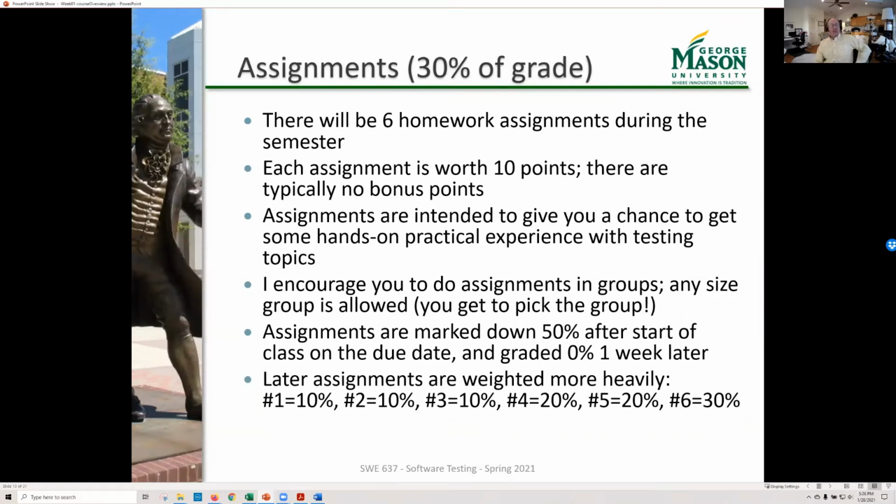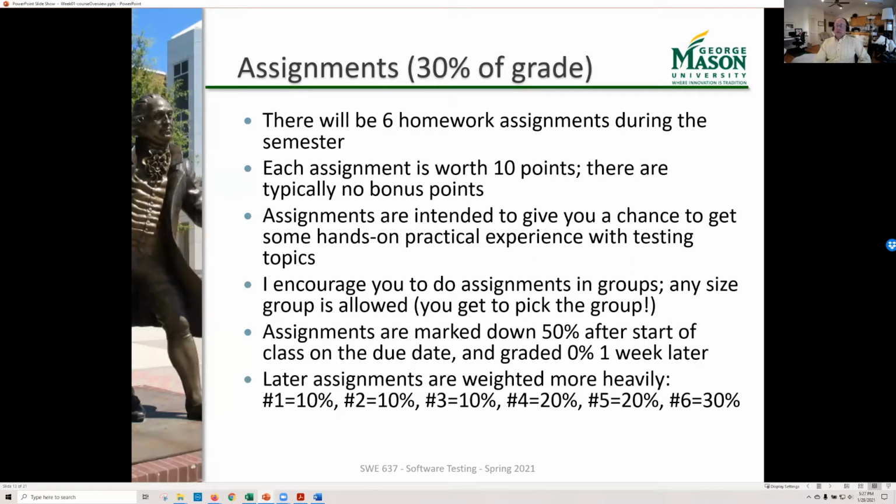So homework assignments or projects, this is another 30% of your grade. There are 6 of them. Each assignment is worth 10 points. I typically don't have bonus points on assignments. As I mentioned earlier, these are a chance for you to take the theory we've been learning in class and turn it into a little bit of practice, actually doing some test implementation using some of the techniques we've talked about in class.